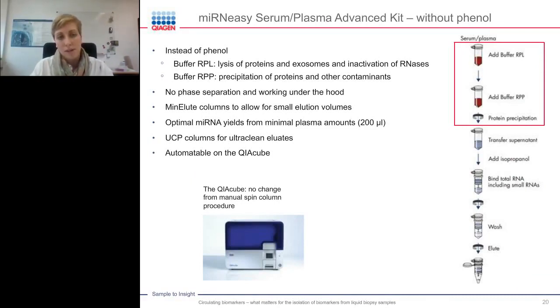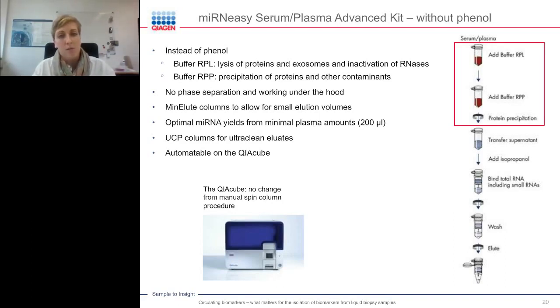However, we have recently launched a new miRNeasy Serum/Plasma Advanced kit, which uses an alternative to phenol, which is a combination of buffers RPL and RPP. One is meant for the lysis of proteins and exosomes and the inactivation of RNases, and the second one is then to precipitate the proteins and contaminants and remove them from the sample.